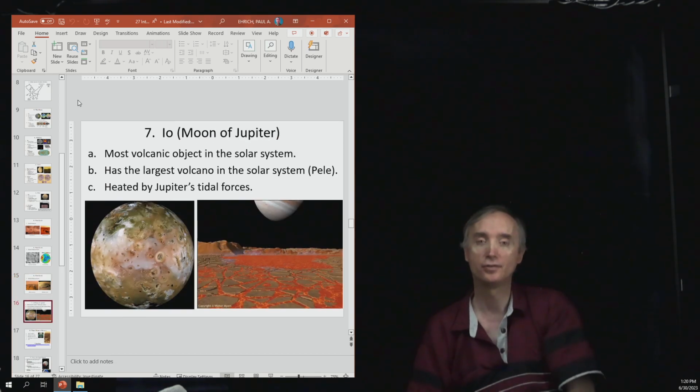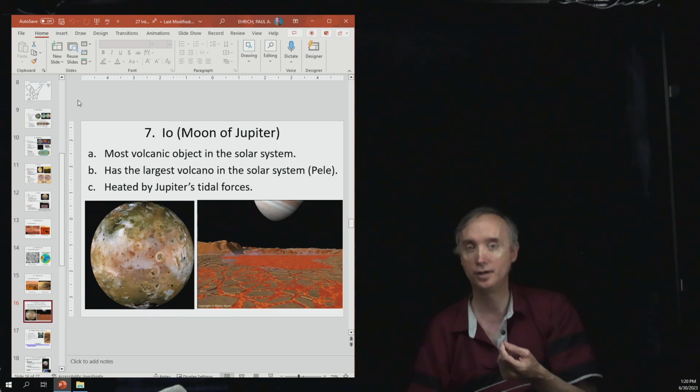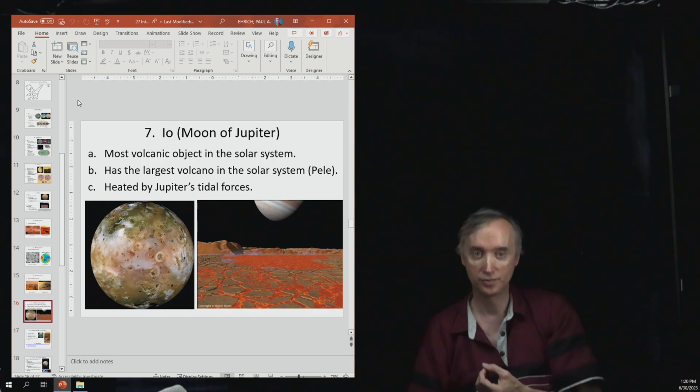Now let's go out to the moon Io. Really the only thing I'm interested in is, why is Io so volcanic? It should not be. Io is the size of our moon, so therefore it should be geologically dead. So why is Io so hot?